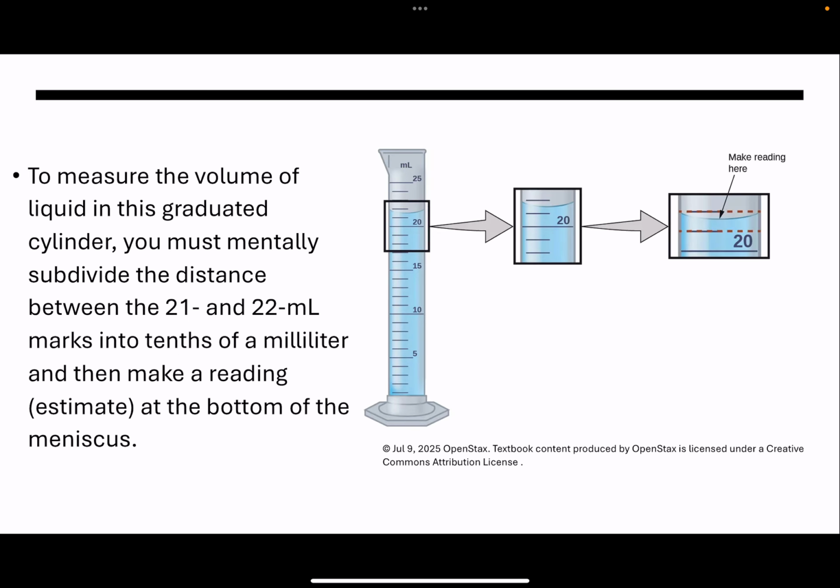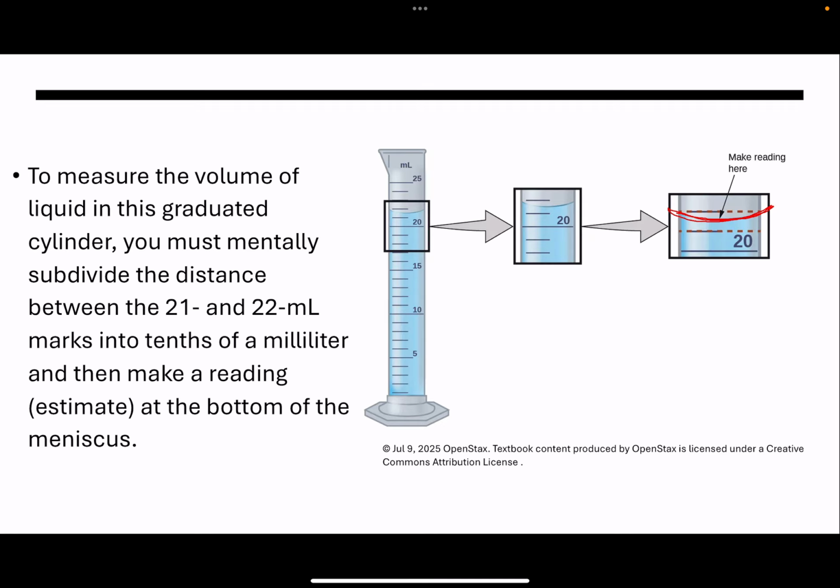To measure the volume of liquid in this graduated cylinder, you must mentally subdivide the distance between the 21 and 22 marks into tenths of a milliliter, and then make a reading estimate at the bottom of the meniscus. So you can see here, this is our meniscus. The meniscus is the bottom of the curve that is formed by a liquid.